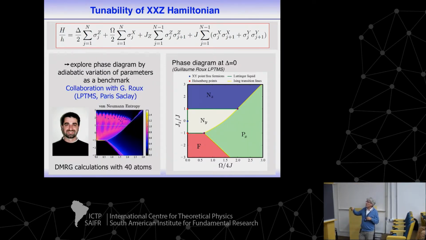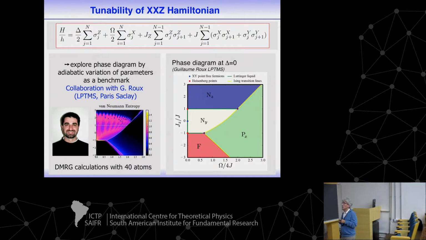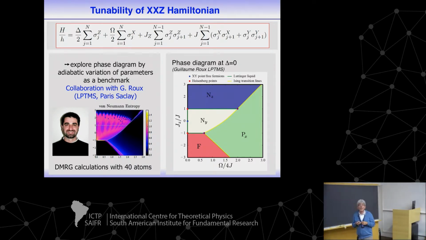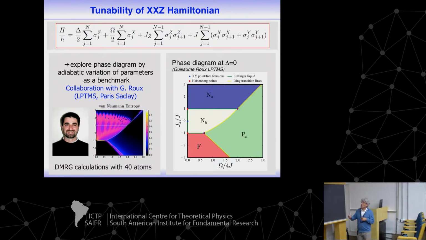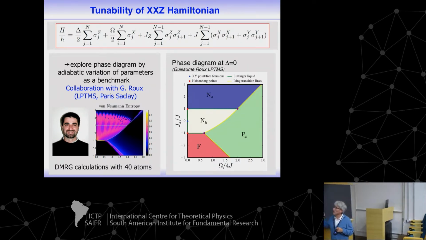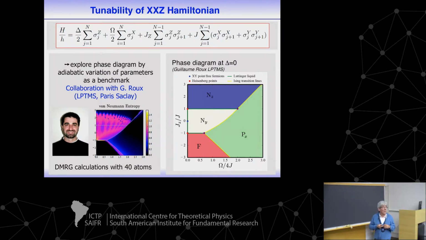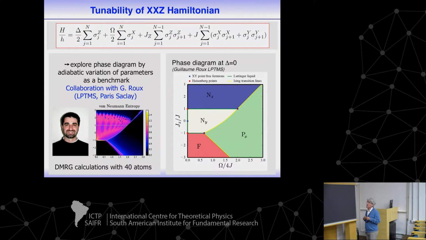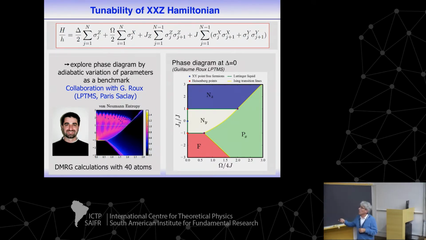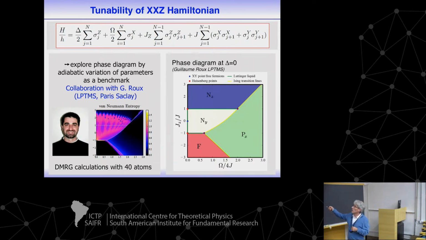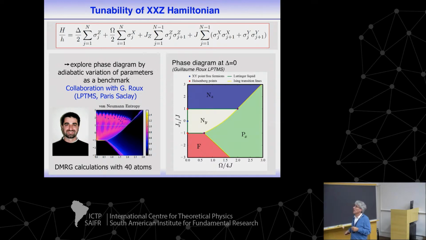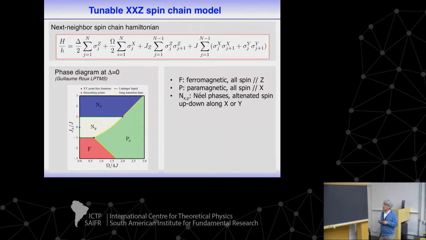This is a symbolic phase diagram, which was qualitatively well known for a very long time. We started a collaboration with an expert of solid-state systems and of numerical methods for describing many-body solid-state systems, Guillaume Roux, in Paris-Saclay, who was able, by using DMRG techniques, to reconstruct this phase diagram numerically. So what is interesting in this phase diagram?